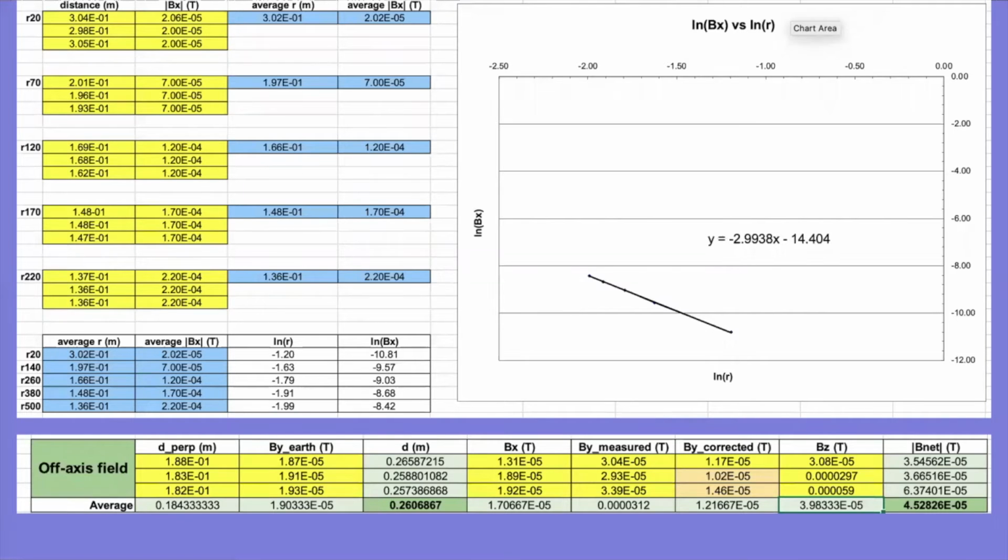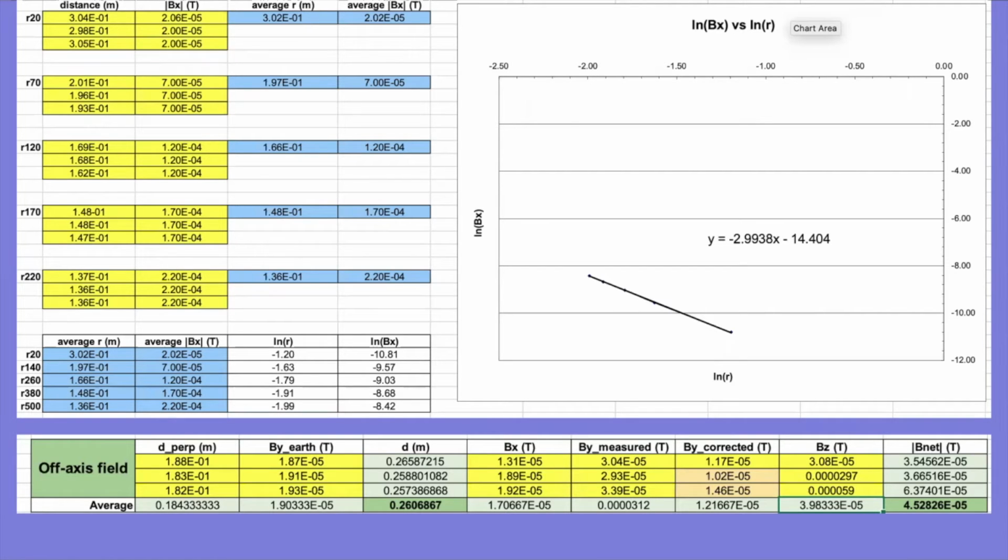So here's the data that we were able to obtain into our GlowScript code. As you can see, for our d perp, our average was about 0.184 meters. And then from the Earth, we have 1.9 times 10 to the negative fifth. And then when we had it measured, it was 3.12 times 10 to the negative fifth. The way that we got the Y direction corrected magnetic field was we would take the measured form and subtract it from the Earth form, and that is what we got right there.